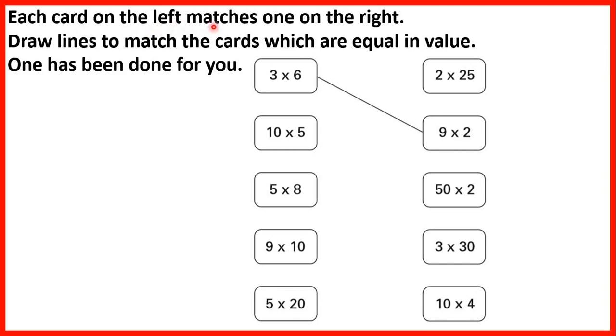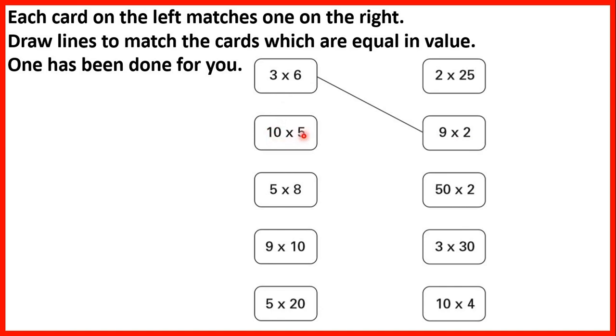Each card on the left matches one on the right. Draw lines to match the cards which are equal in value. One has been done for you. So we have 3 times 6, so 18, and 9 times 2, which is 18 as well. So these cards are equal in value.